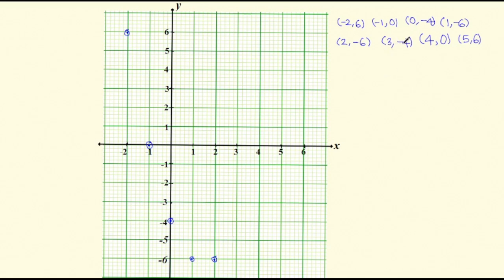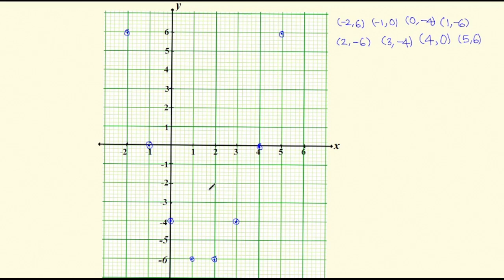3 for x and negative 4 for y. They meet around here, so we have that point. Then circle. 4 and 0 is on x-axis, and I'm seeing good news already. These points that land on x-axis will give us the solutions. So finally 5 for x and 6 for y. So we go up here, that is where they meet, and we plot it here.